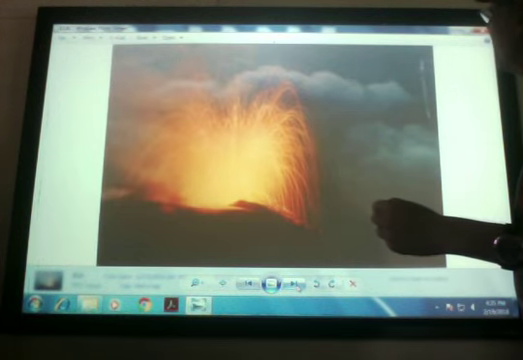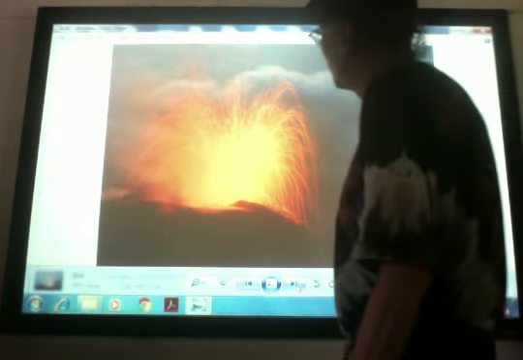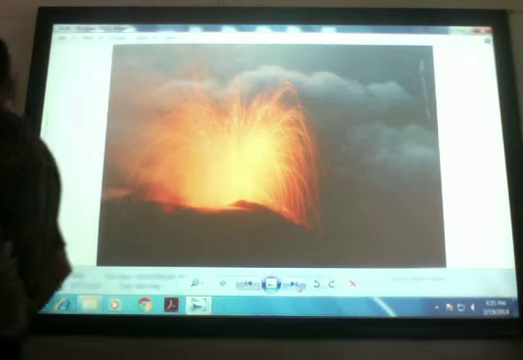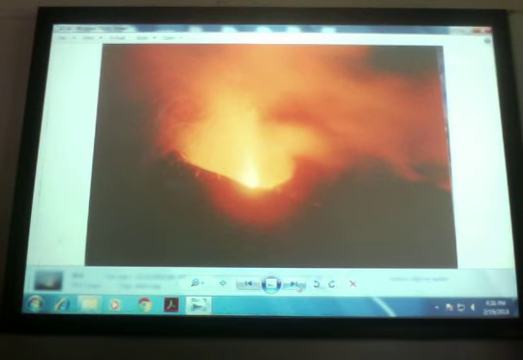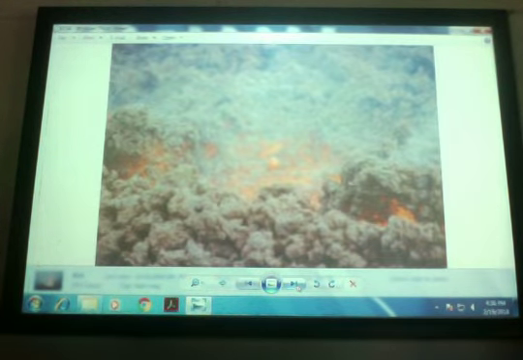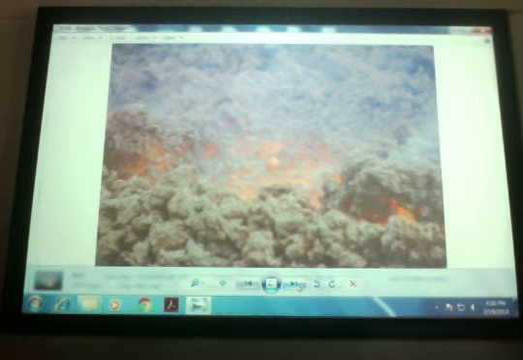Next slide. That is also Stromboli by night. That was actually a very good shot. Next slide. That was also a good shot from Stromboli at night. And that was a thermodynamic experiment. That was a kitchen experiment which I made on Etna.